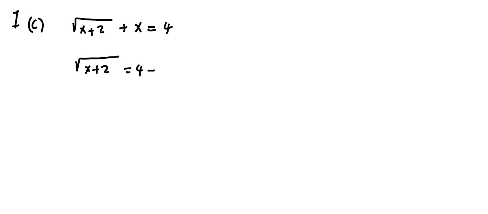Okay, so we're having the square root of x plus 2, then plus x is equal to 4. The first thing we do is make this x go on the other side. This is going to be 4 minus x. Then here we can square both sides. So the main reason is that we always need to have one particular side with the square root. It has to be alone so that we're able to cancel it.